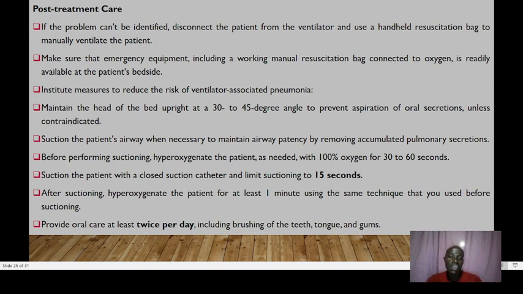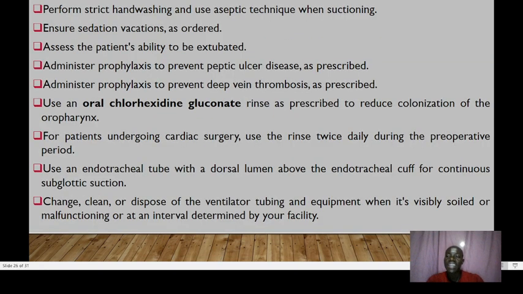brushing of the teeth, the tongue and the gums. In addition, you have to perform strict hand washing and use aseptic technique when suctioning, and ensure sedation vacations as ordered so that it's not continuous. Assess the patient's ability to be extubated. You administer prophylaxis to prevent peptic ulcer disease. It could be the proton pump inhibitors or the H2 blockers.